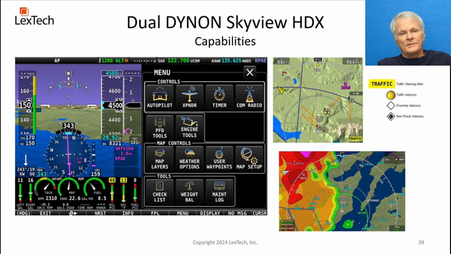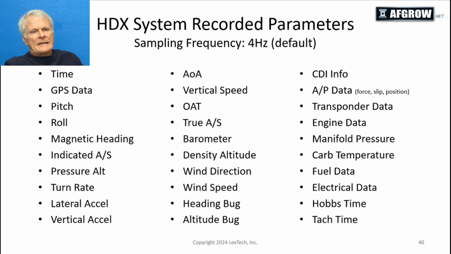When you go over to the right, you see it has traffic overlays. It'll tell you traffic, relative speed, direction, distance and altitude in hundreds of feet from where you are. And finally at the lower right, you'll see possibly you can get the weather overlay as well. So it's a very capable system. It records a number of pieces of information.